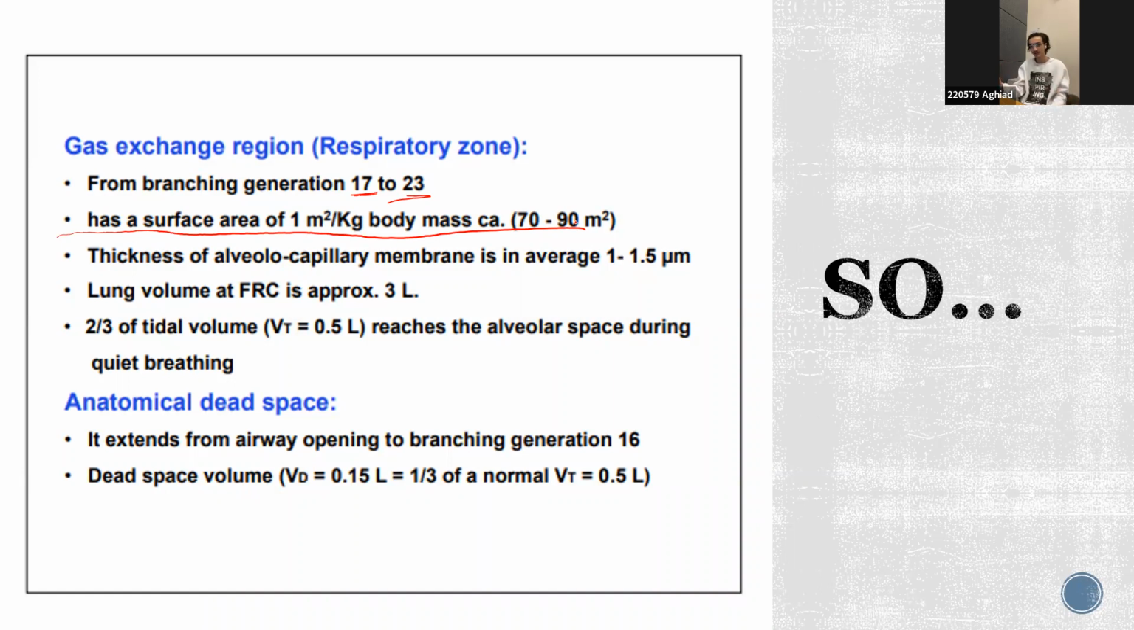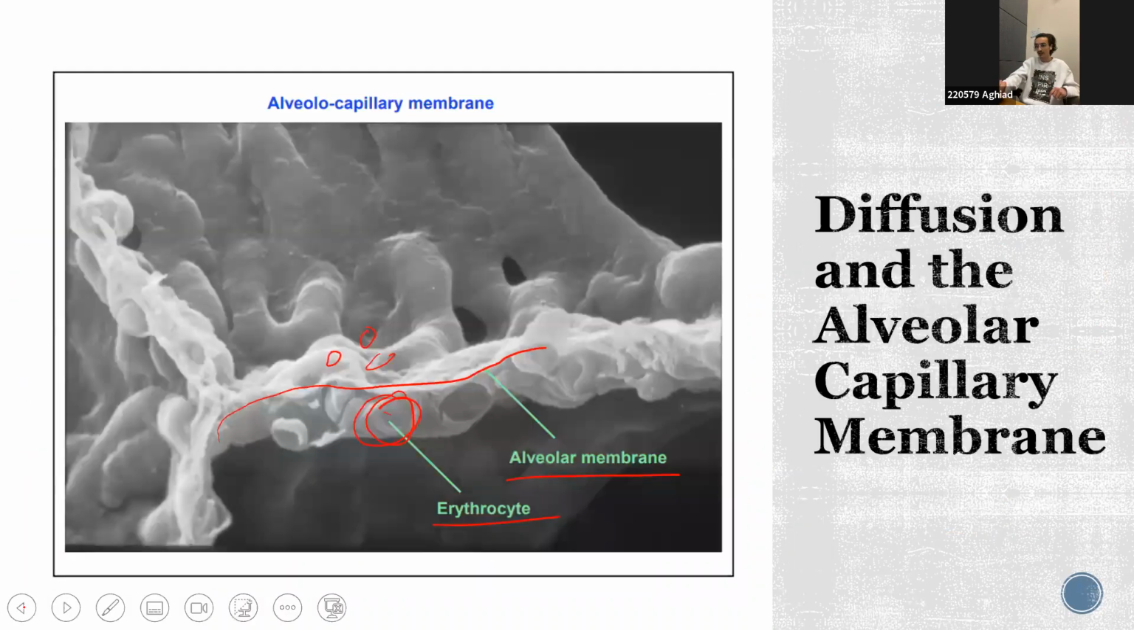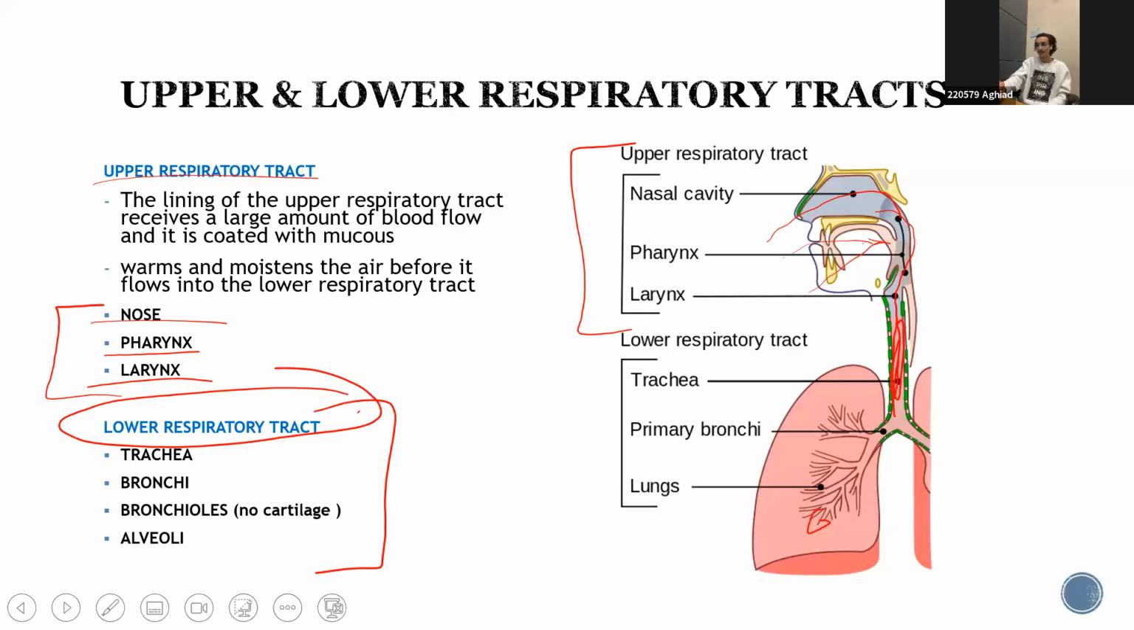It's just a huge area. It allows for better diffusion. The membrane is very thin, as you guys saw in that picture. So imagine the huge space with the thin layer of alveoli that allows for the exchange of gases, allows for a great diffusion.